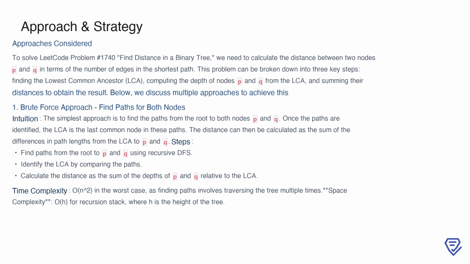To solve the problem of finding the distance between two nodes in a binary tree, we can break the task into three essential steps. First, we need to determine the lowest common ancestor, or LCA, of the two nodes.